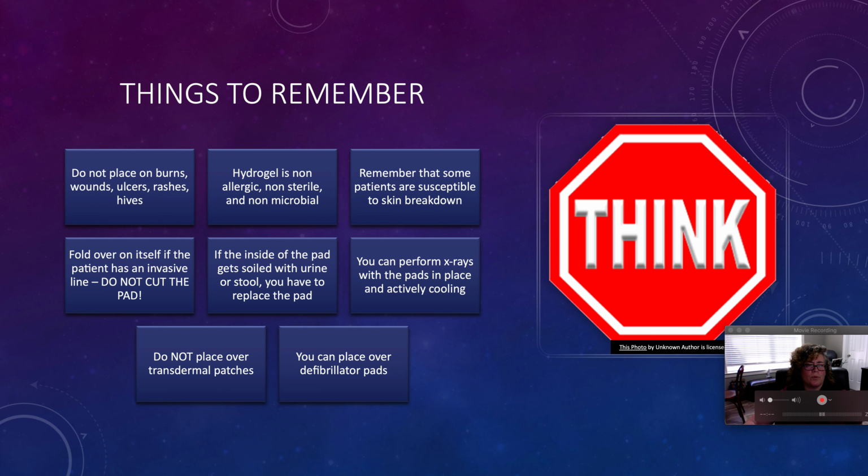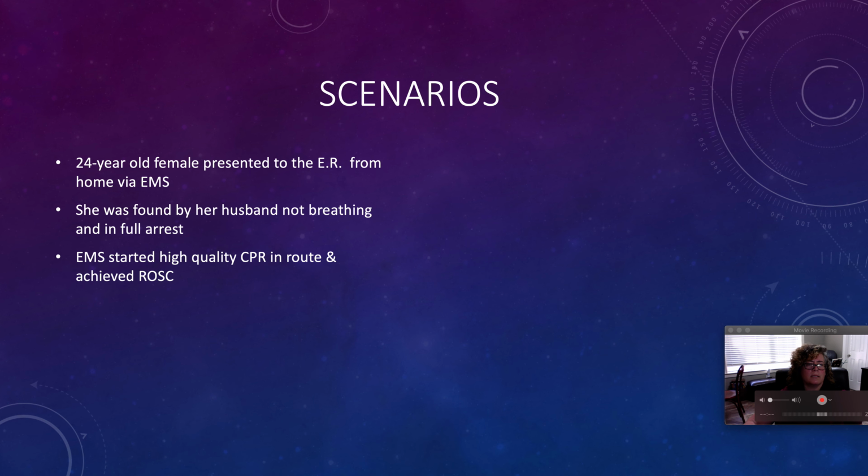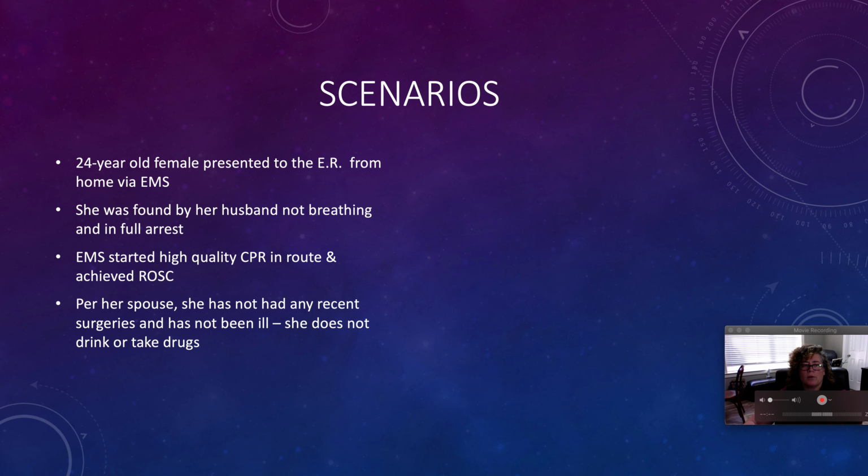Let's do some scenarios. We've got a 24-year-old female presenting to the ER from home via EMS. Her husband found her not breathing. She was in full arrest. EMS was able to achieve ROSC en route. Per her spouse, she hasn't had any recent surgeries or illness. She does not drink or take drugs, and there wasn't any question about the scene per EMS.